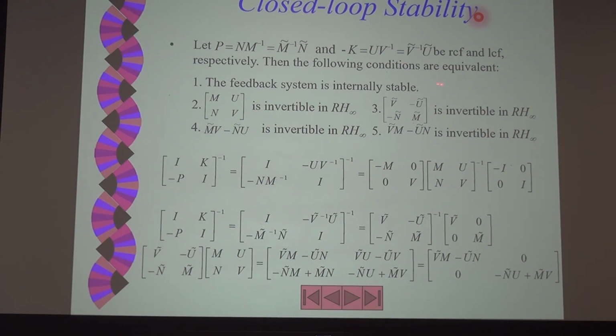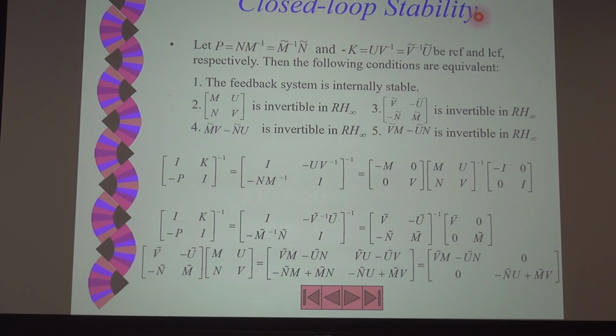So the following conditions are all equivalent. The feedback system is internally stable. Then you can only check this transfer function here. Let's do this: P is N and M, and K is your controller. You get the controller's coprime factorization. With tilde it is usually left, and without tilde it is the right coprime factorization.